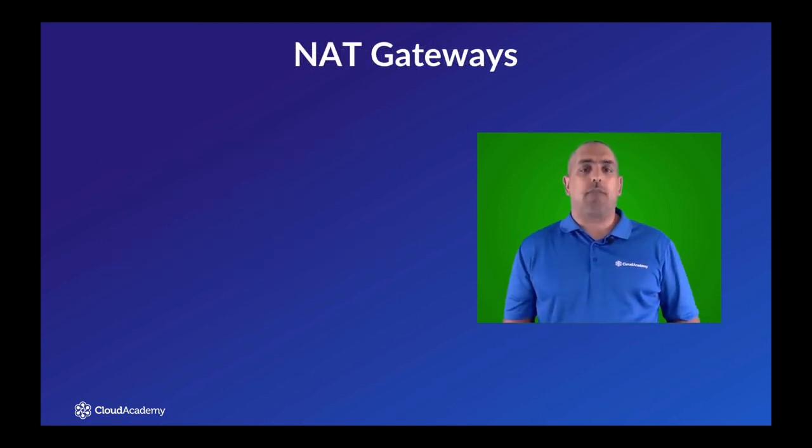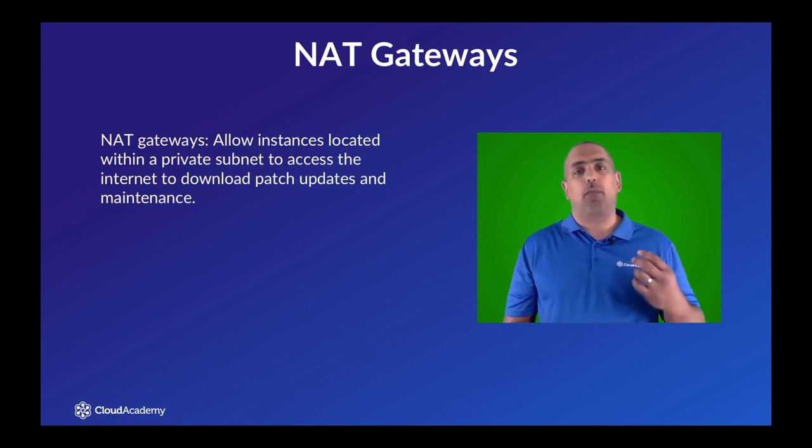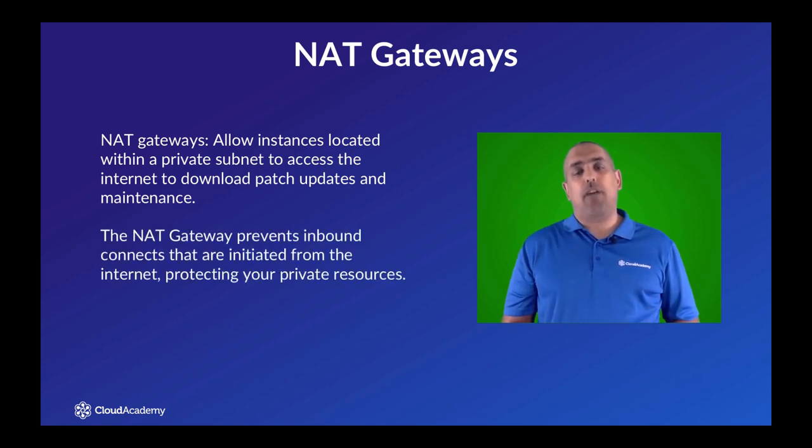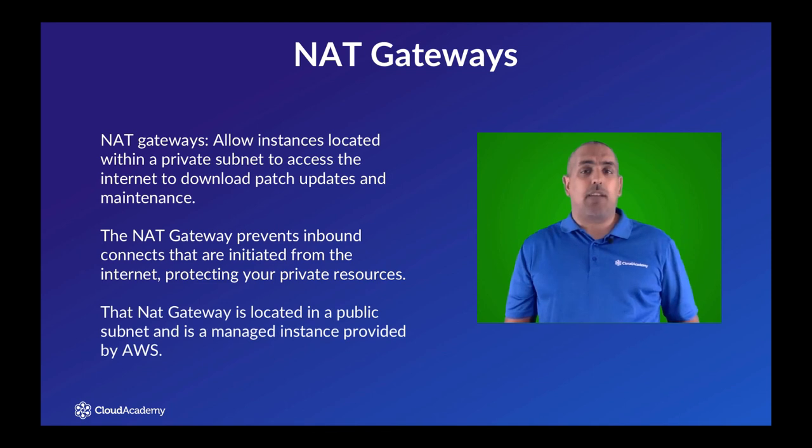Next, I touched on NAT gateways, and these allow instances located within a private subnet to access the internet, allowing them to download and perform patch updates for maintenance. Now, the NAT gateway prevents any inbound connection that is initiated from the internet, which helps to protect your private resources. The NAT gateway itself is located in a public subnet and is a managed instance provided by AWS.